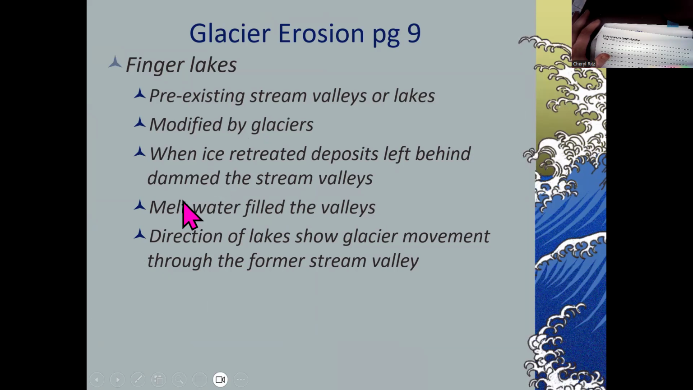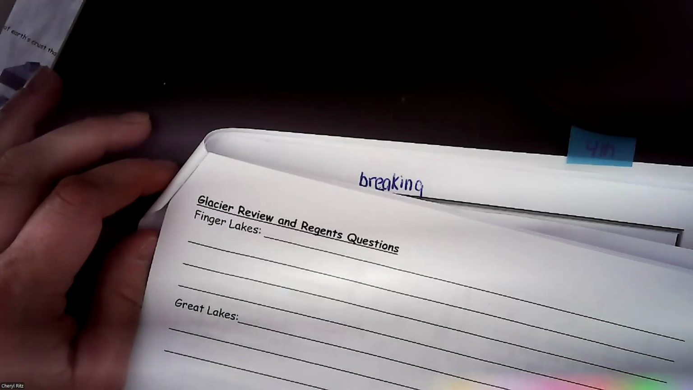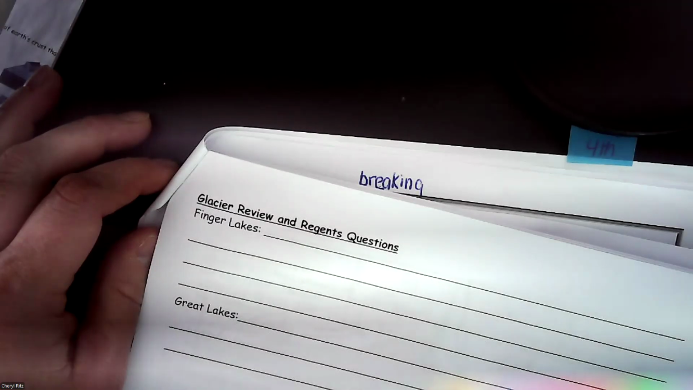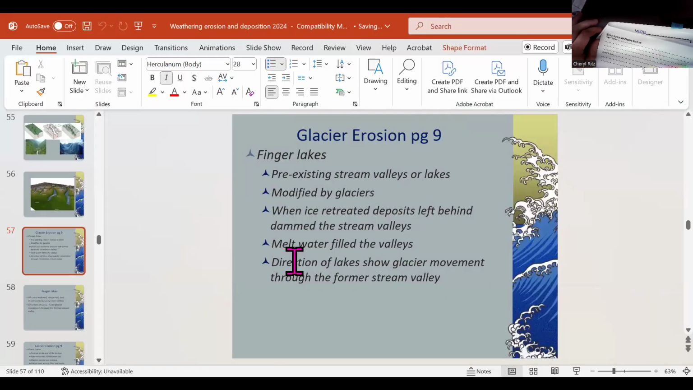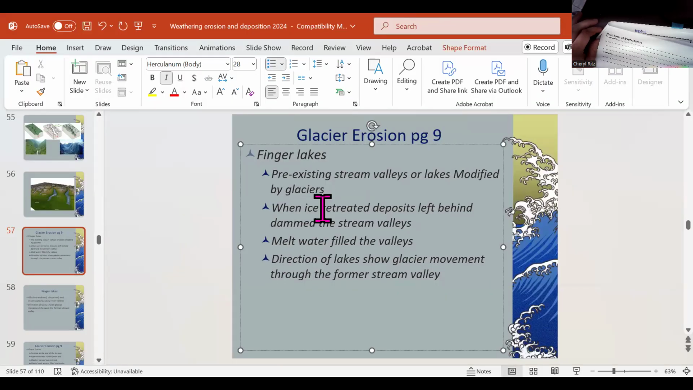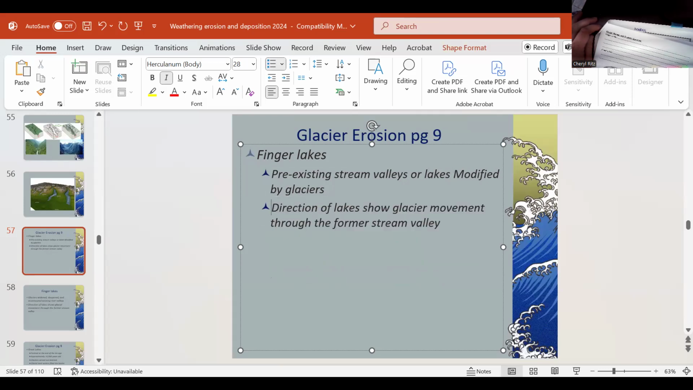let's see. What do we need? Let's get this first bullet. They were pre-existing stream valleys that were modified by a glacier. So we'll keep that. So they were pre-existing river valleys modified by a glacier. And then we'll get the last bullet in there. The directions of the lakes show the movement of the water, movement of the glacier. We'll just leave it like that.